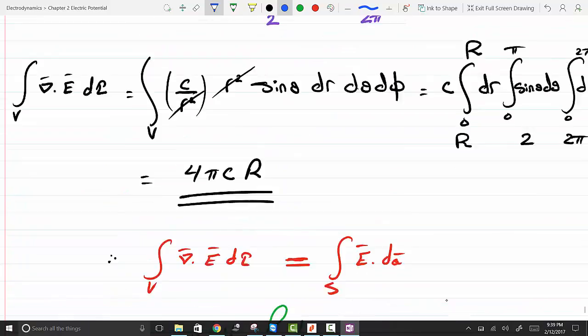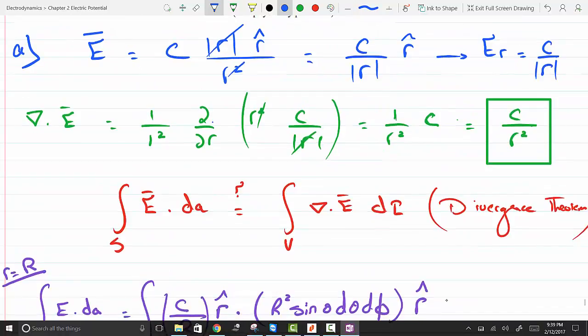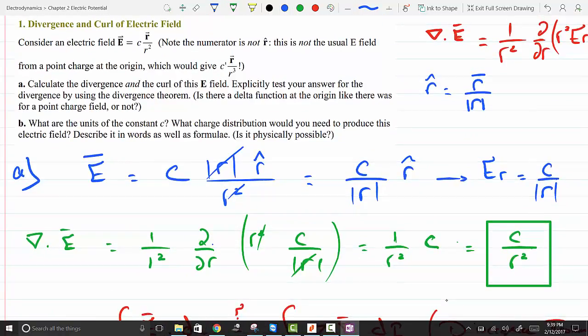Nonetheless, the main ideas of the question remain on how to find the divergence in spherical coordinates, the curl, and how to test the divergence theorem and figure out the units.